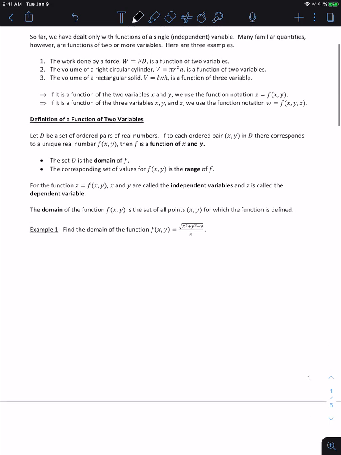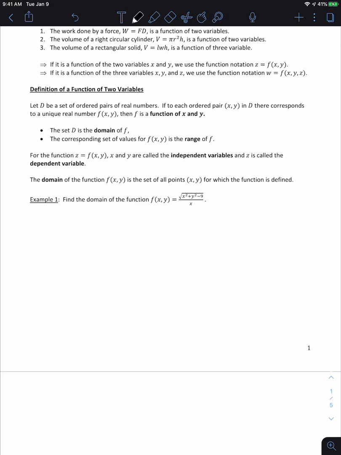Okay, so first question, find the domain of the function f of x, y equals the square root of x squared plus y squared minus 9, over top of x. So just as before, when we were looking at the domain of functions of one variable, we need to see where bad things happen. So the first bad thing that can happen is I can't have x being equal to 0, right? Because if x is equal to 0, then I'm in trouble. So first, x cannot equal 0.